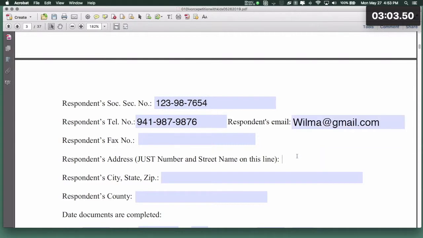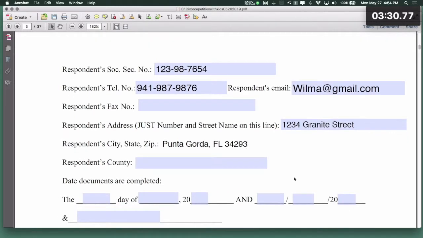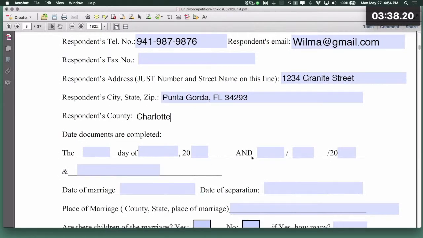Her address. Let's say she moved out. She's not living with Fred anymore. So let's put her at, I don't know, 1234. We did Pebble. How about Granite Street? Granite Street or Pebble Street or whatever. It's okay. Let's say she was in Punta Gorda, Florida, 34293. I don't know. I think that's a Venice area code. County, Charlotte County.